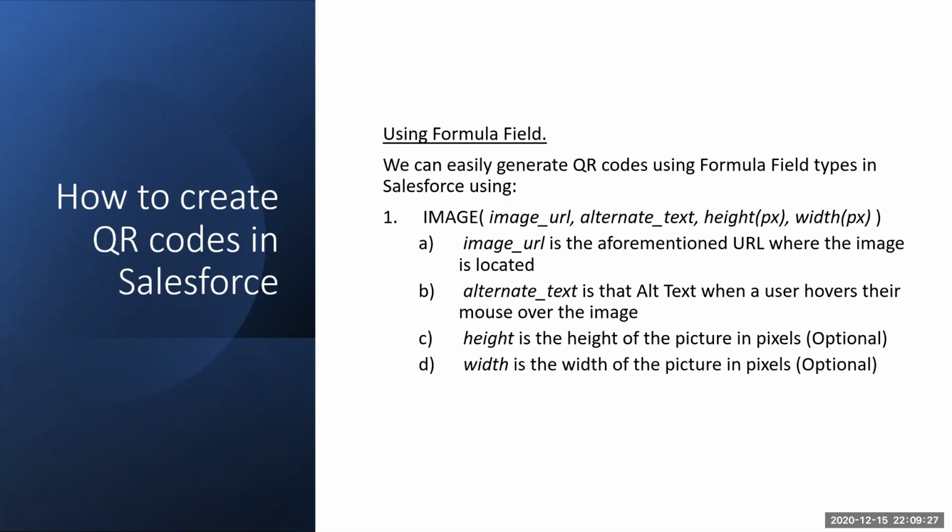So first we will be discussing how we can achieve the QR code generation using a formula field. But before I deep dive into how you are going to display that QR code using the formula field, I would like to discuss what goes into the formula to create that QR code. The QR codes can be easily generated using the image function of the formula field. Now this image function is provided by Salesforce. So you might have done this in some other projects as well, or might have come across certain formula fields that are using images.